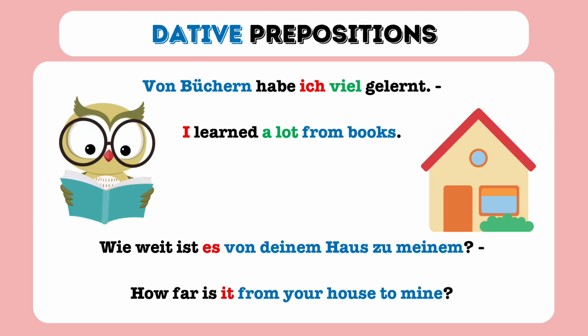I have learned a lot from books. Von Büchern is again the dative plural, that's why the N is there at the end of Bücher. Wie weit ist es von deinem Haus zu meinem? Here we have two dative prepositions. The first one is von, which is von deinem Haus, from your house. Zu meinem would be to mine, but this time we're using a possessive pronoun which I mentioned earlier in this video. Zu meinem. Wie weit ist es von deinem Haus zu meinem? How far is it from your house to mine?